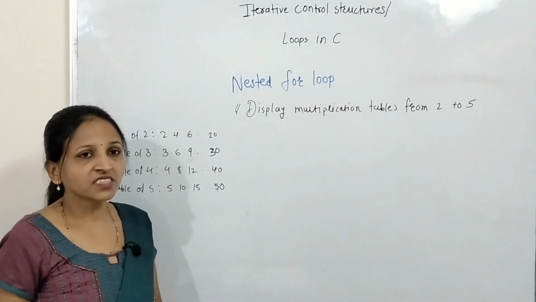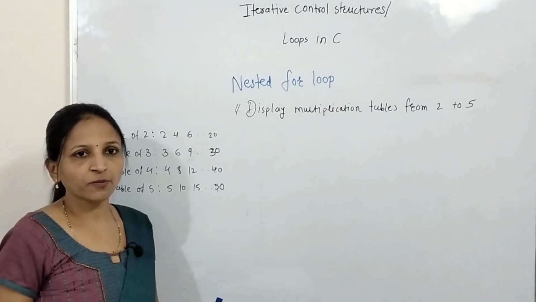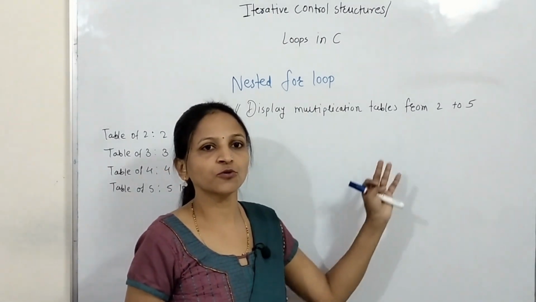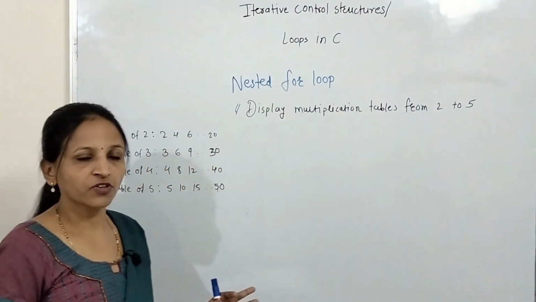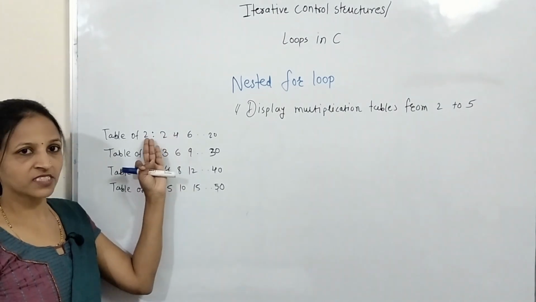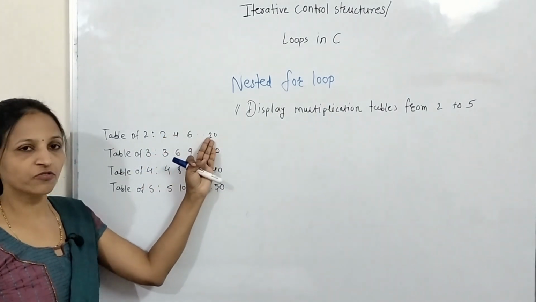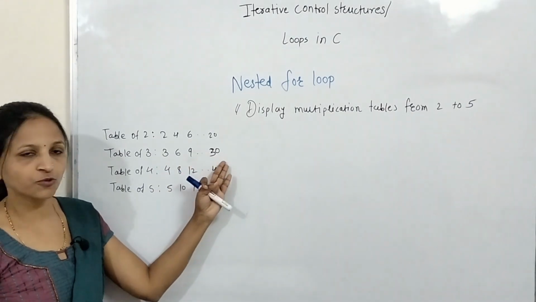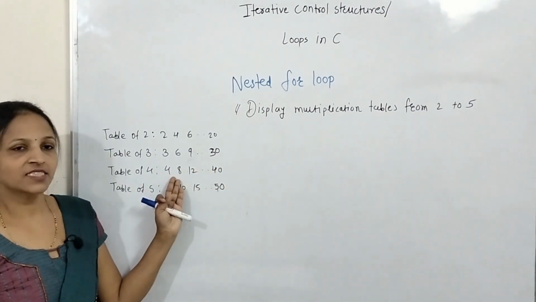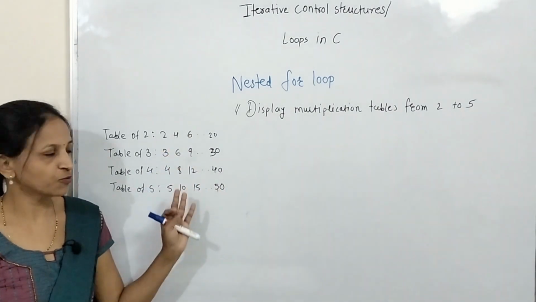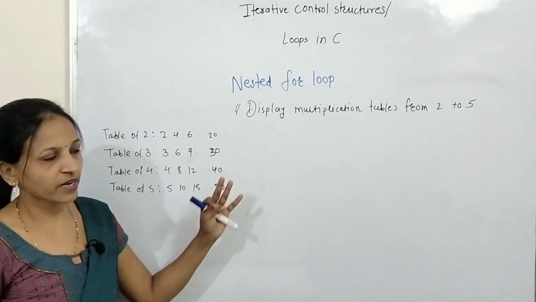To understand this nested for loop, I am going to explain one program here, that is, display multiplication tables from 2 to 5. In this case, what output is expected? Table of 2, like 2 1s are 2, 2 2s are 4, up to 20. Table of 3 should get displayed like 3, 6, 9 up to 30. Table of 4 should get displayed like 4, 8, 12 up to 40, and then table of 5. In this way the output is expected in this program.